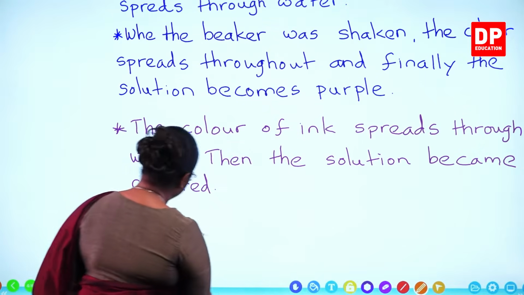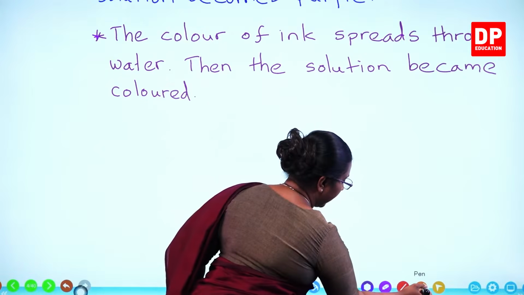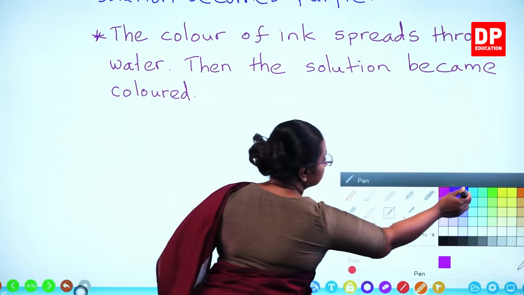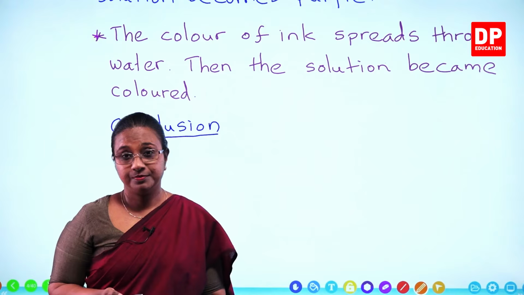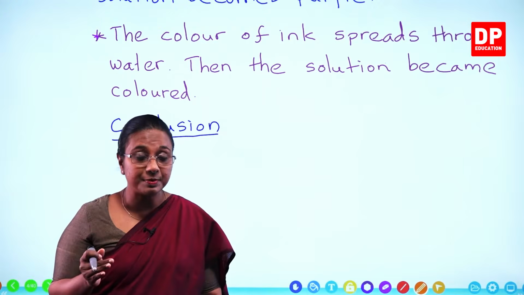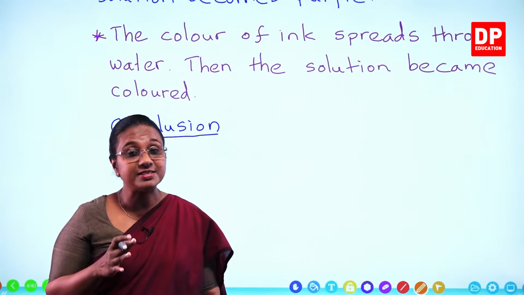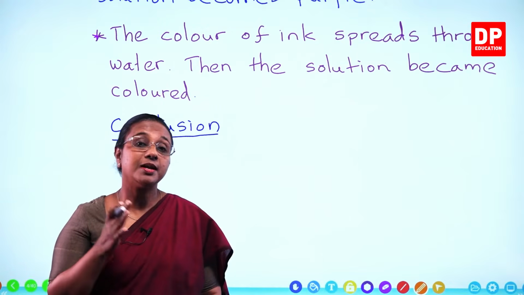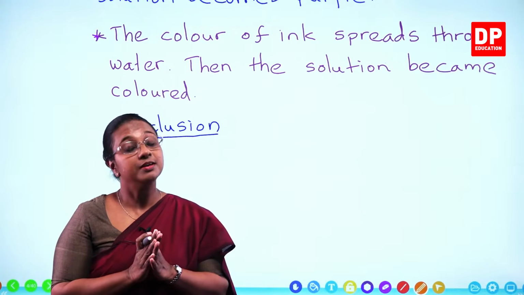So as I told you all students, we can come to a conclusion from this activity. Conclusion. What can we conclude? Because the colored ink or the potassium permanganate particles were able to move through the spaces present between the water particles, the color was able to spread throughout the solution.